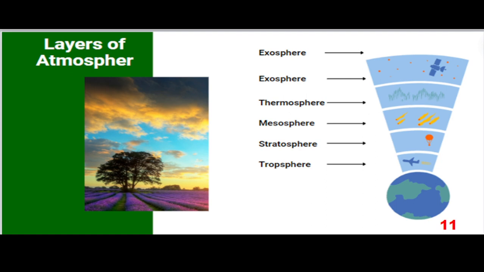Thermosphere, named from the Greek word thermos, meaning heat. It begins from 85 to 500 km. Temperatures can rise to 1500 degrees Celsius in this region. The International Space Station orbits in this layer, between 320 and 380 km.